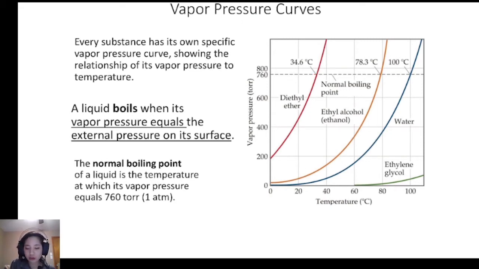So here you can see three or four different substances. We have ether. At 760 torr, that's where all of these lines are crossed. Essentially, diethyl ether will boil at about 35 degrees Celsius, just above room temperature, a little hotter than room temperature. Then ethanol will boil at almost 70 degrees Celsius, and water, as predicted, has its vapor pressure equal atmospheric pressure at 100 degrees Celsius. While ethylene glycol is not even within our scale, but you would predict that if its curve keeps going out like this, its boiling point is probably very, very high.